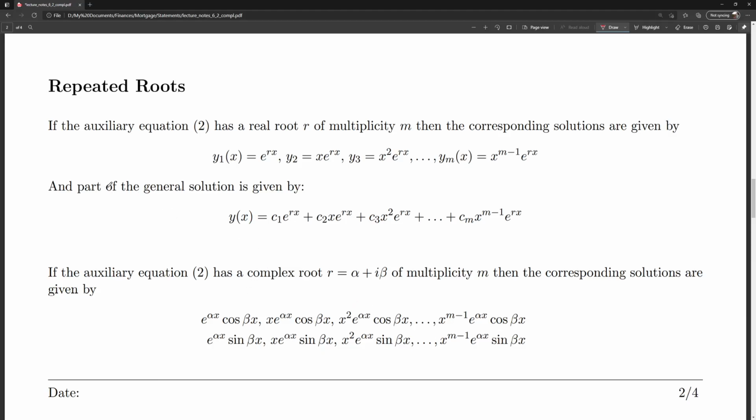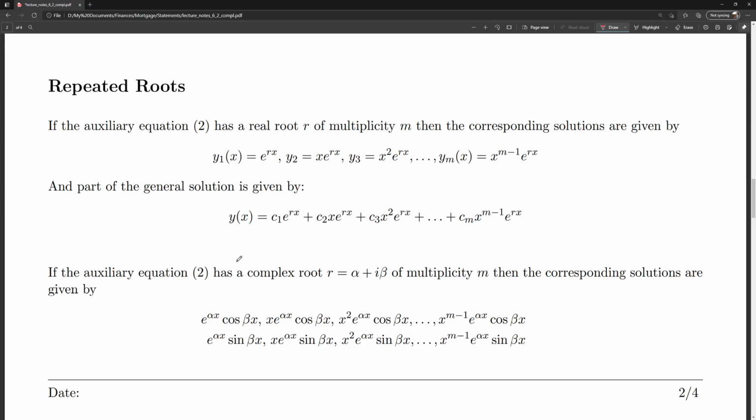And then part of the general solution is given by y of x equals c1 e to the power rx plus c2 x e to the power rx plus c3 x squared times e to the power rx plus dot dot dot plus cm x to the power m minus 1 e to the power rx.